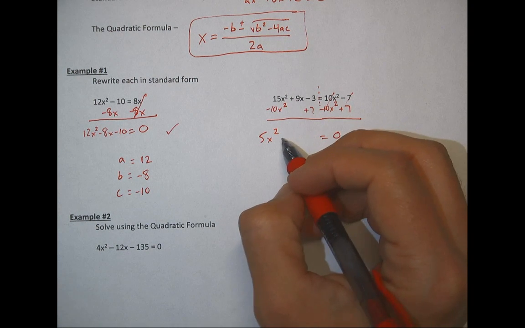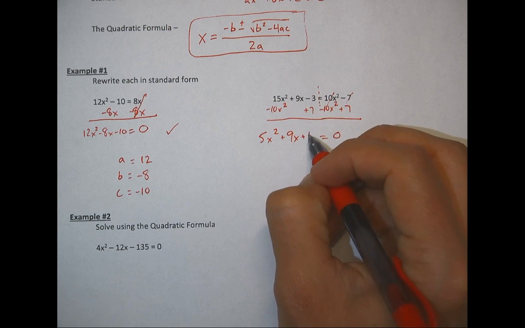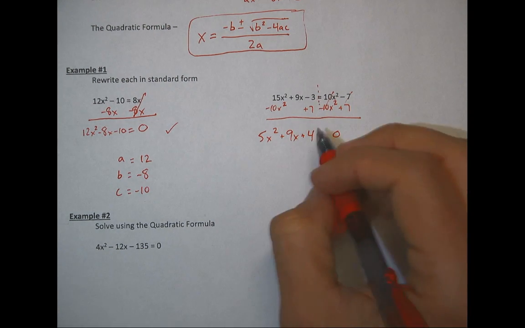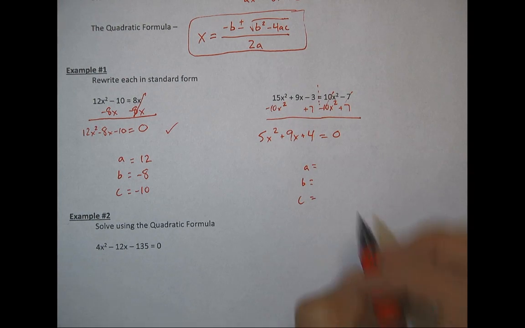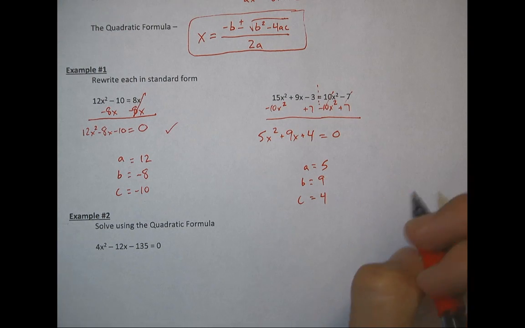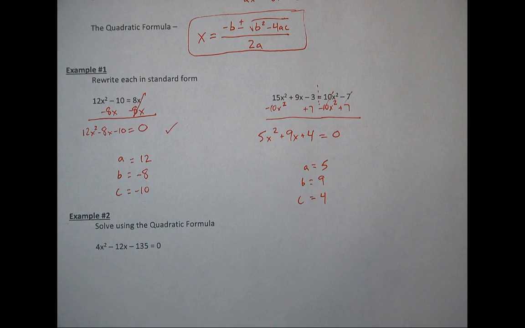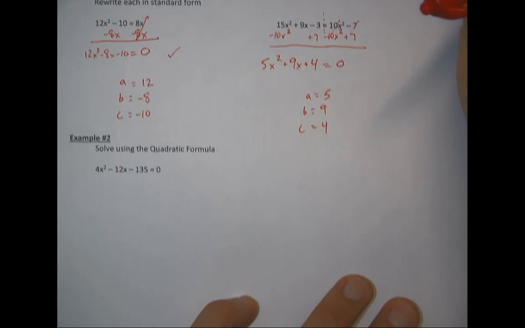9x didn't combine with anything, so it stays. And negative 3 plus 7 is a positive 4. And so from this, I can pull an A, a B, and a C. This is now in standard form. A is 5, B is 9, and C is 4. And so if I wanted to plug into my quadratic formula, I could do so. Okay, so now we're going to go ahead and start practicing that.